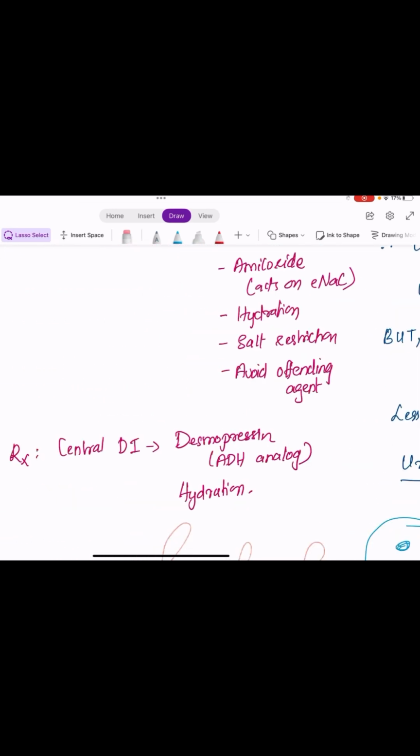And how do we treat central DI? To treat central DI, we give desmopressin, which is an ADH analog, and also hydration.